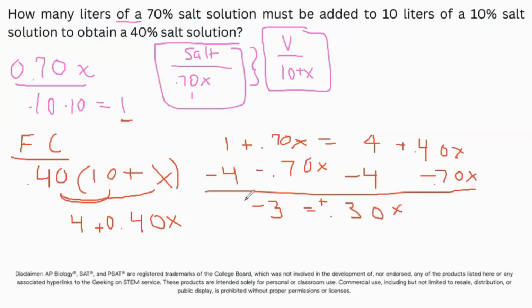Because we have two negatives, we can change them to a positive. Divide both sides by 0.30. We then attain the value of 10. So 10 would be our final answer. Hope this helps.